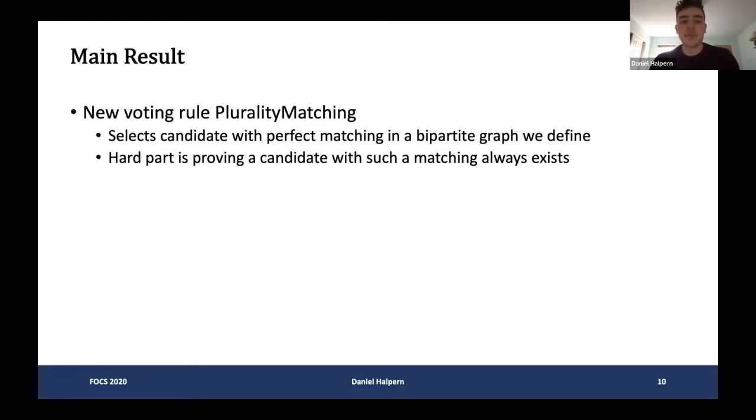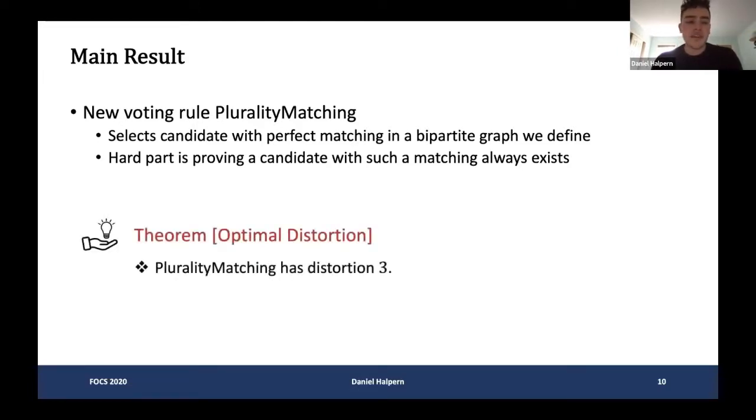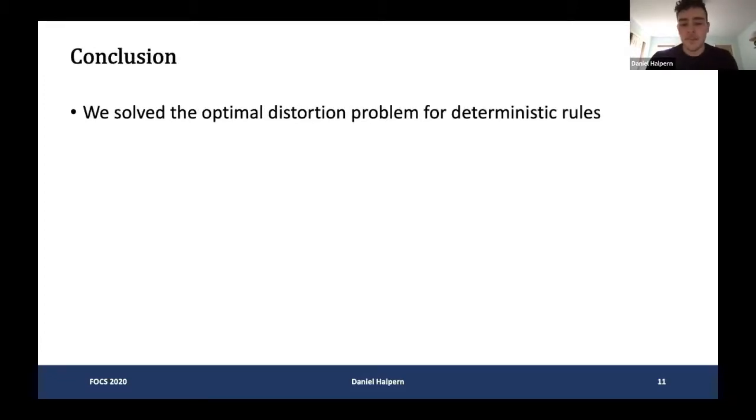The technical part of our paper is proving that no matter what the rankings are, no matter what the election looks like, there's always going to be some candidate that has a perfect matching in this graph. And then we follow this up with the main theorem that proves that our rule, plurality matching, has distortion 3. So it has asymptotically optimal distortion when compared to the lower bound. So just to wrap up, we have solved the optimal distortion problem for deterministic rules.